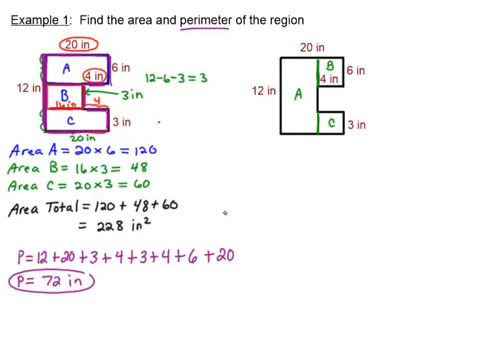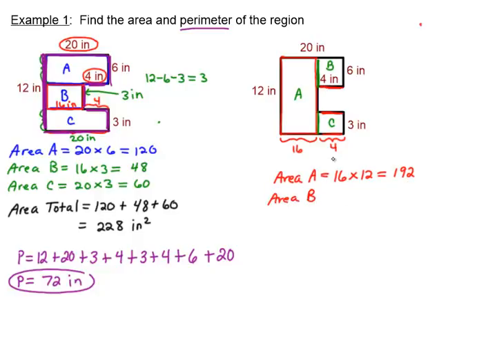Okay, so now let's do the area the other way. If I want the area of A, I know the height is 12. Easy enough. To find the width, I simply take 20 minus 4, because this is 4 right here, so that makes this 4. So then this will be 20 minus 4 is 16. So area of A is equal to 16 times 12, which is equal to 192.